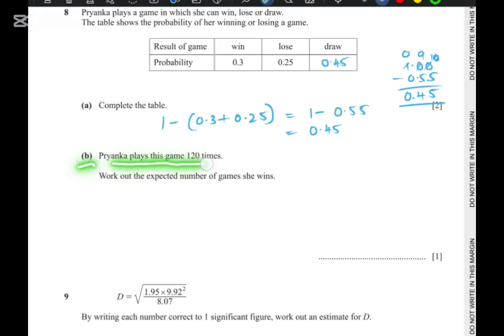Priyanka plays this game 120 times. Work out the expected number of games she wins. So frequency is given here. To find the number of games she wins will be 120 multiplied by the probability of win. So this is 0.3 into 120, which is 36. So she wins 36 times. Question number 8 is done.